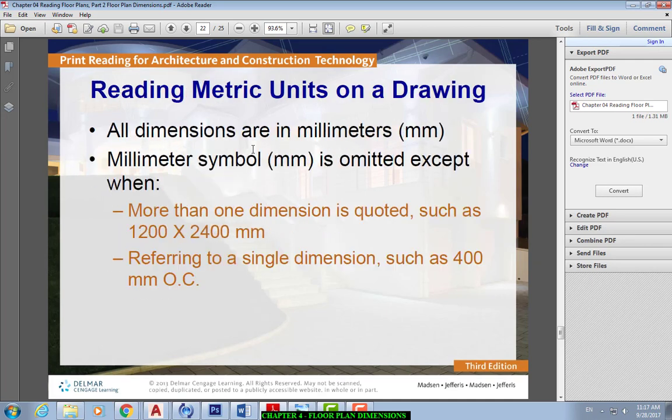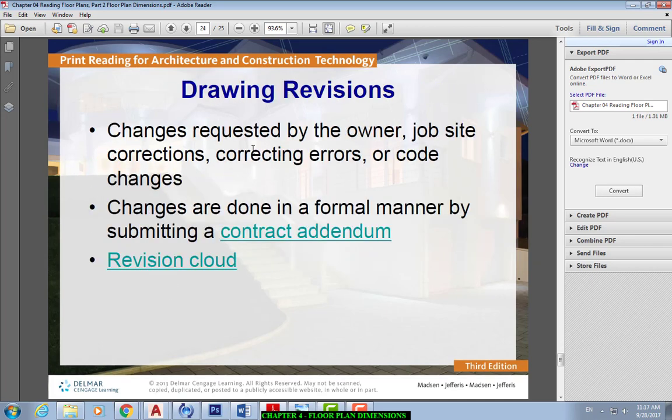I don't want to go into the metric. I just want to show you this: drawing revisions. This is very important. Let's say you make a drawing, or the firm you're working for makes a drawing, they send it out, and then the owner comes back and makes a change. They want to change something, or the contractor wants some clarification, and you notice you made a mistake, or there's a change you have to make. You do a drawing revision.